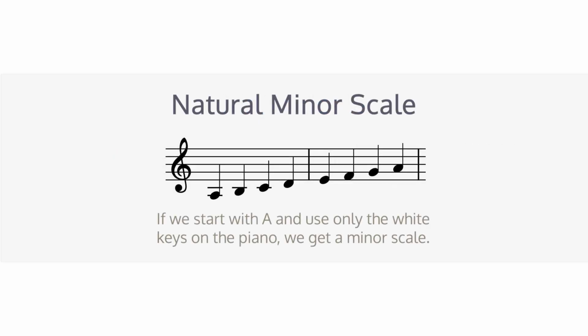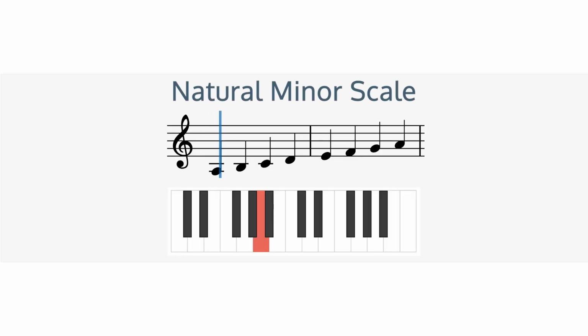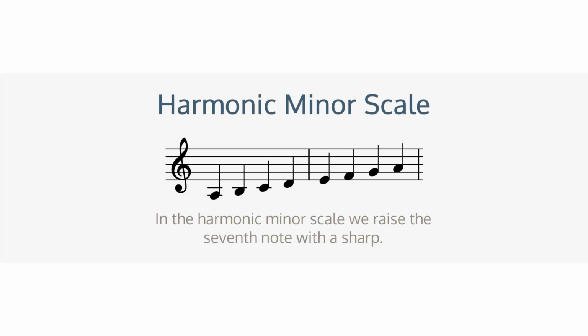If we start with the note A and use only the white keys on the piano, we get the natural minor scale. In the major scale, there is a half step between the last note and the first note. In the harmonic minor scale, we want to reproduce this half step between G and A, so we raise G with a sharp.